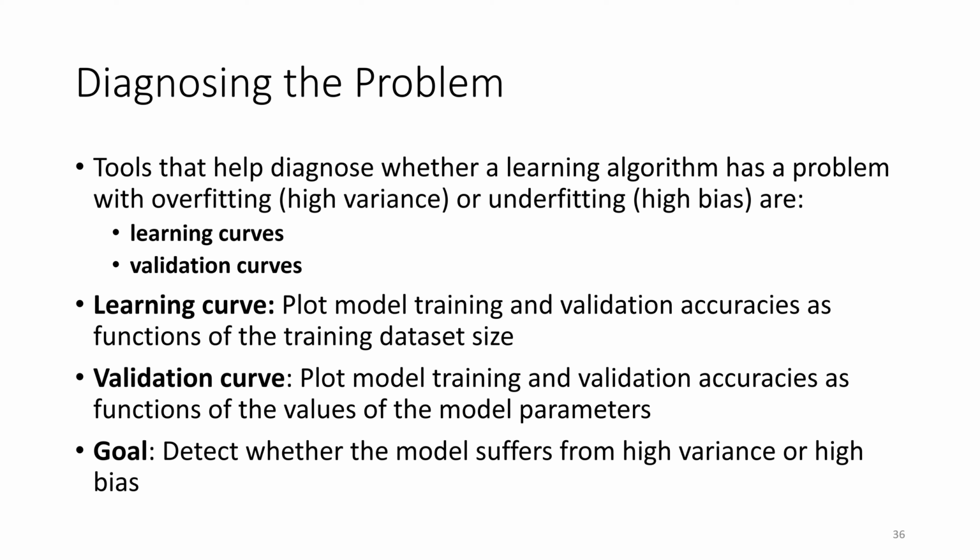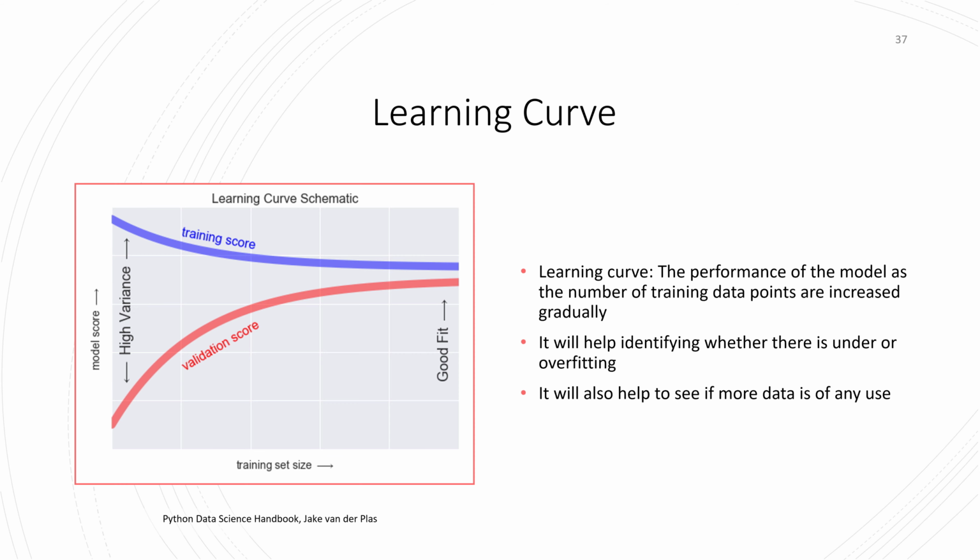A learning curve basically plots model training and validation accuracies as functions of the training data set size. So as we increase the training data set, how does the model behave? A validation curve is just what we saw. We plot the model training and validation accuracies as functions of the values of the model parameters. The goal is to detect whether the model suffers from high variance or high bias.